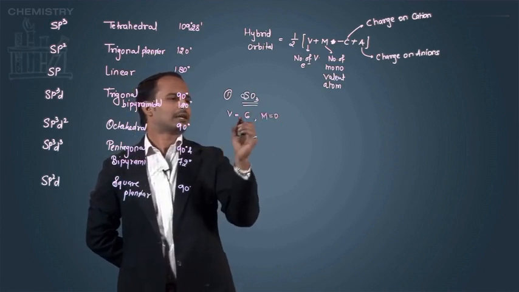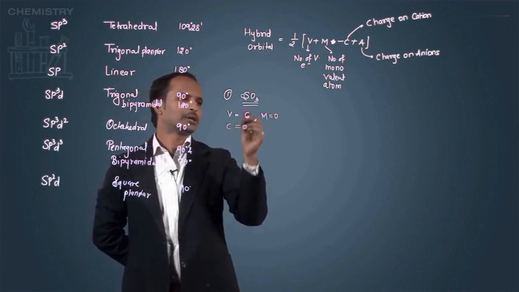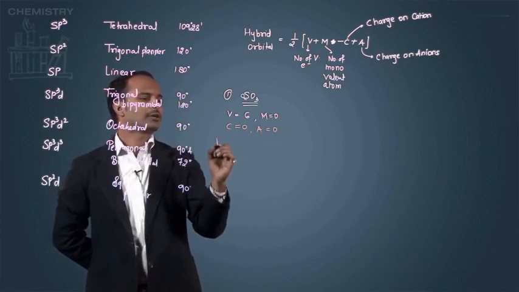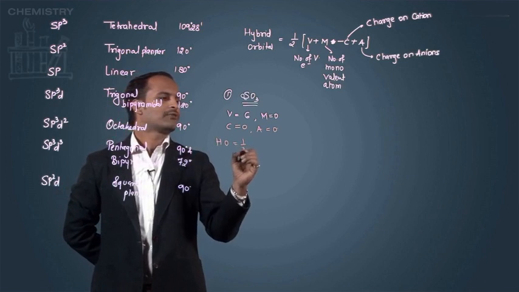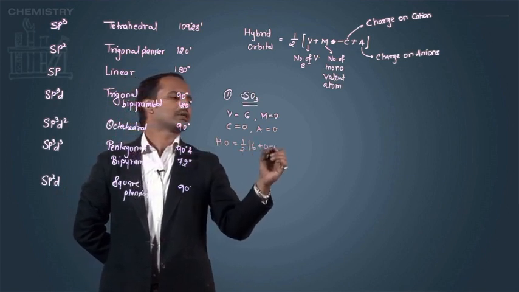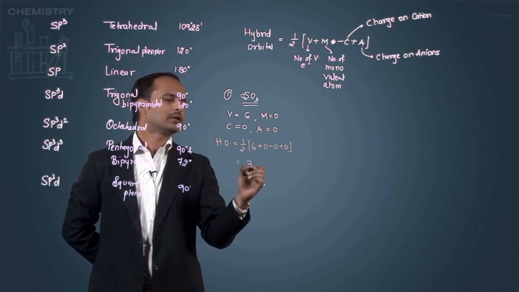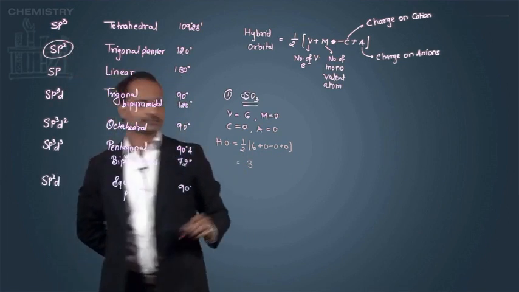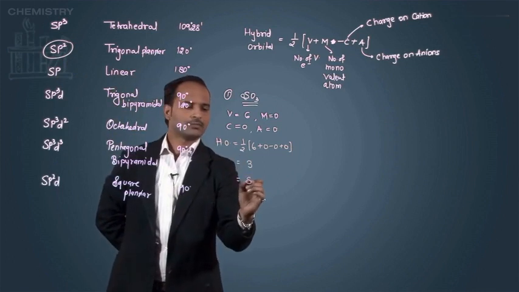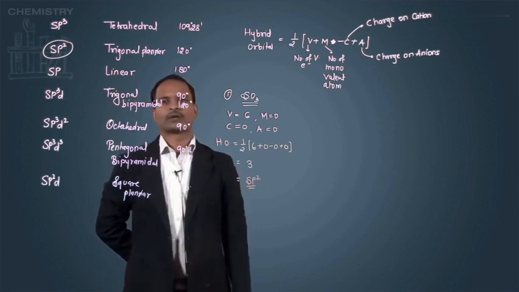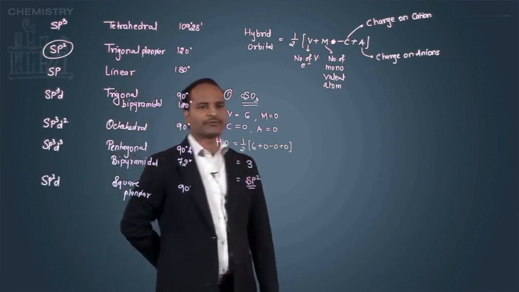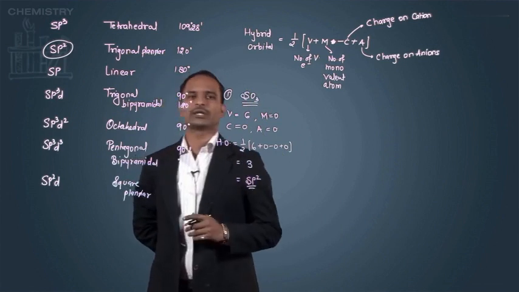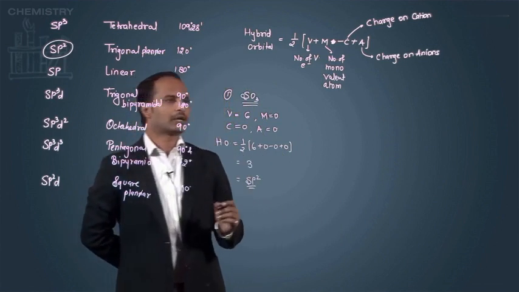Then C: it is neither a cation nor an anion, so being a neutral molecule, C and A values are also 0. So the formula for the hybrid orbitals is equal to half of 6 plus 0 minus 0 plus 0, that means it is going to be 3. So there are only 3 hybrid orbitals, so it undergoes sp2 hybridization. So if the question is which type of hybridization SO3 undergoes, the answer is sp2 hybridization.